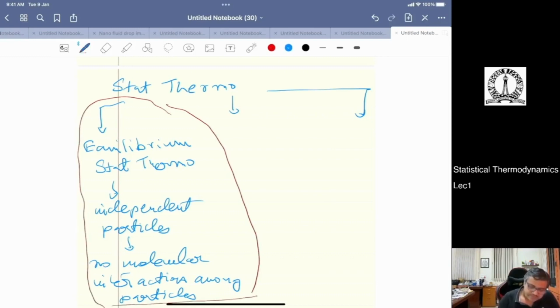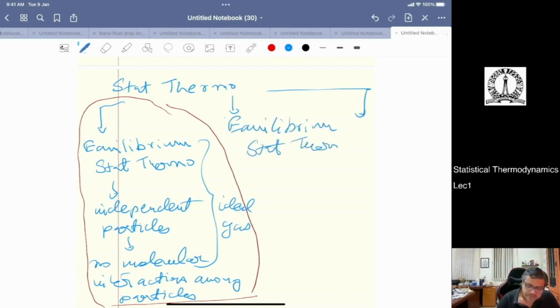Then, of course, the second one. Examples of this would be, for example, ideal gas. There is also pure crystalline metal, black body radiation, etc. These are all part of this. The second one is also called equilibrium statistical thermodynamics. But this comes with a catch.